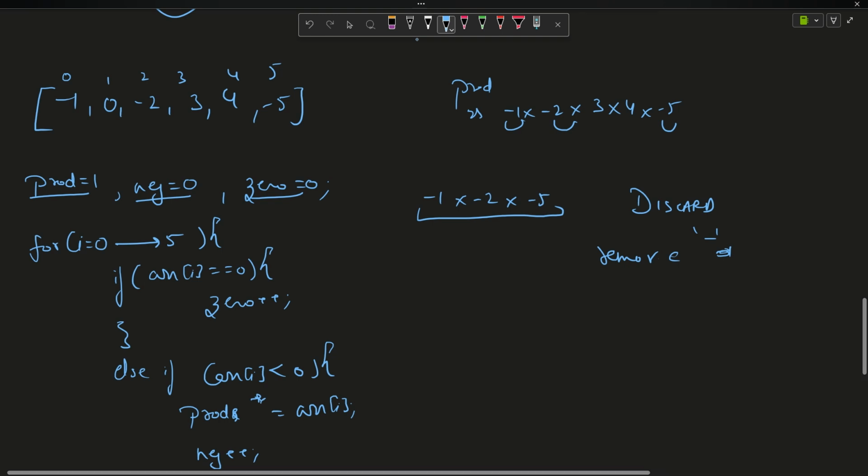Which one should I choose? If I choose -1, my product is going to be 10. If I choose -2, my product is going to be 5. If I choose -5, my product is going to be 2. So it is definitely true that I should choose 10.